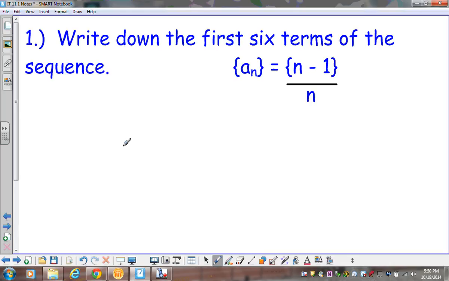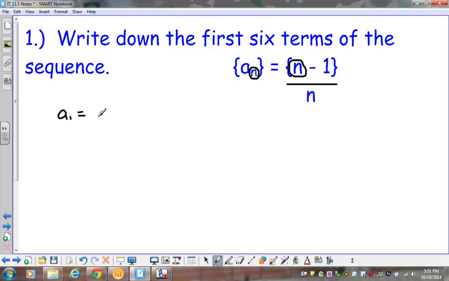So this first example right here, we want to write down the first 6 terms of the sequence. So I want a sub 1, a sub 2, a sub 3, a sub 4, a sub 5, a sub 6. Those are my first 6 terms. Now this n right up here represents the specific term you're looking for. So for example, if I want to find my first term, then in place of all of my n values, I'm going to plug in a 1, because my n value is 1 since it's my first term.